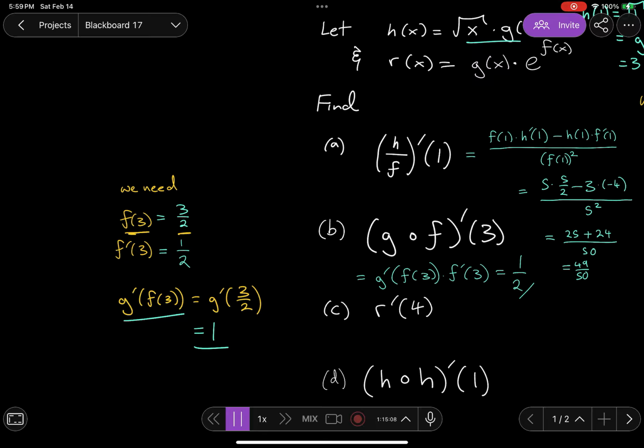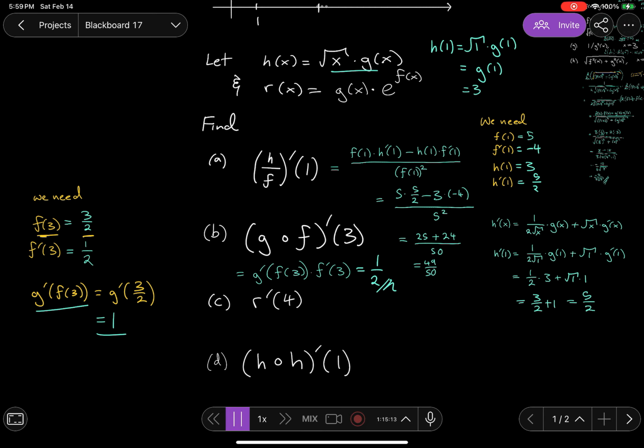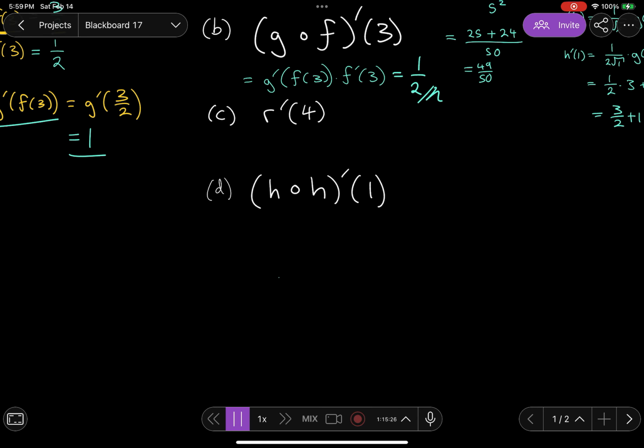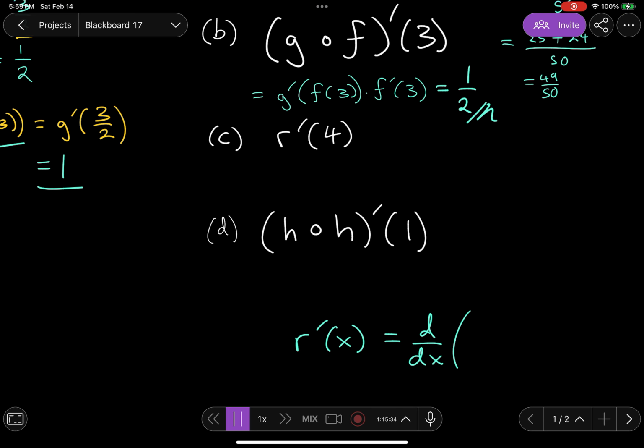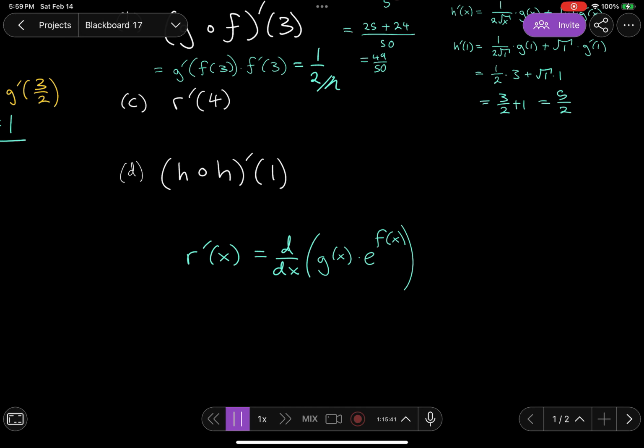All right, now we got r prime of 4. Ooh, so r is this guy right here. What I think I'm going to do for this guy is figure out r prime of x and then evaluate it at 4. So r prime of x is going to equal the derivative with respect to x of, was it f of x first? G of x first. G of x times e to the f of x. All right, let's figure this out. This is going to be a combination of the product rule and the chain rule.